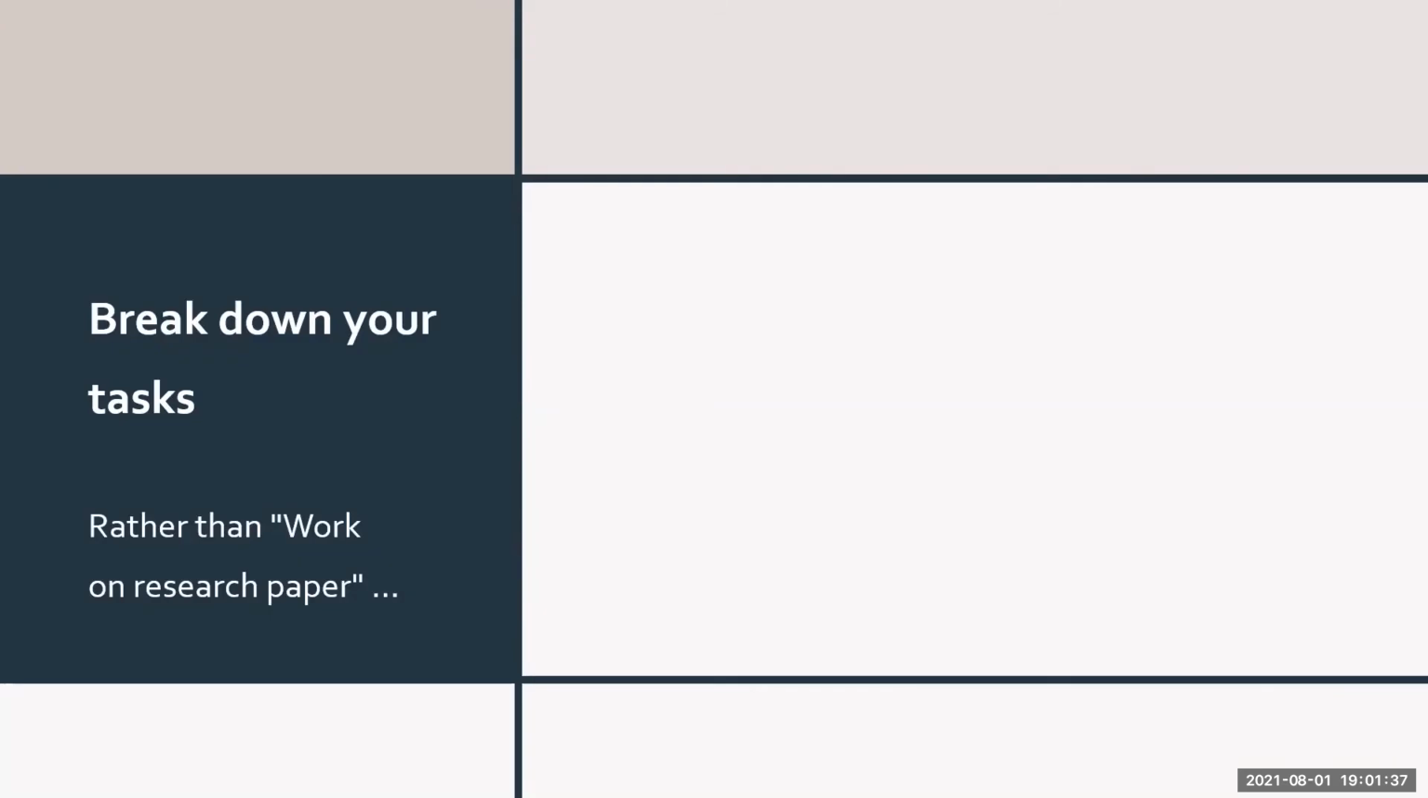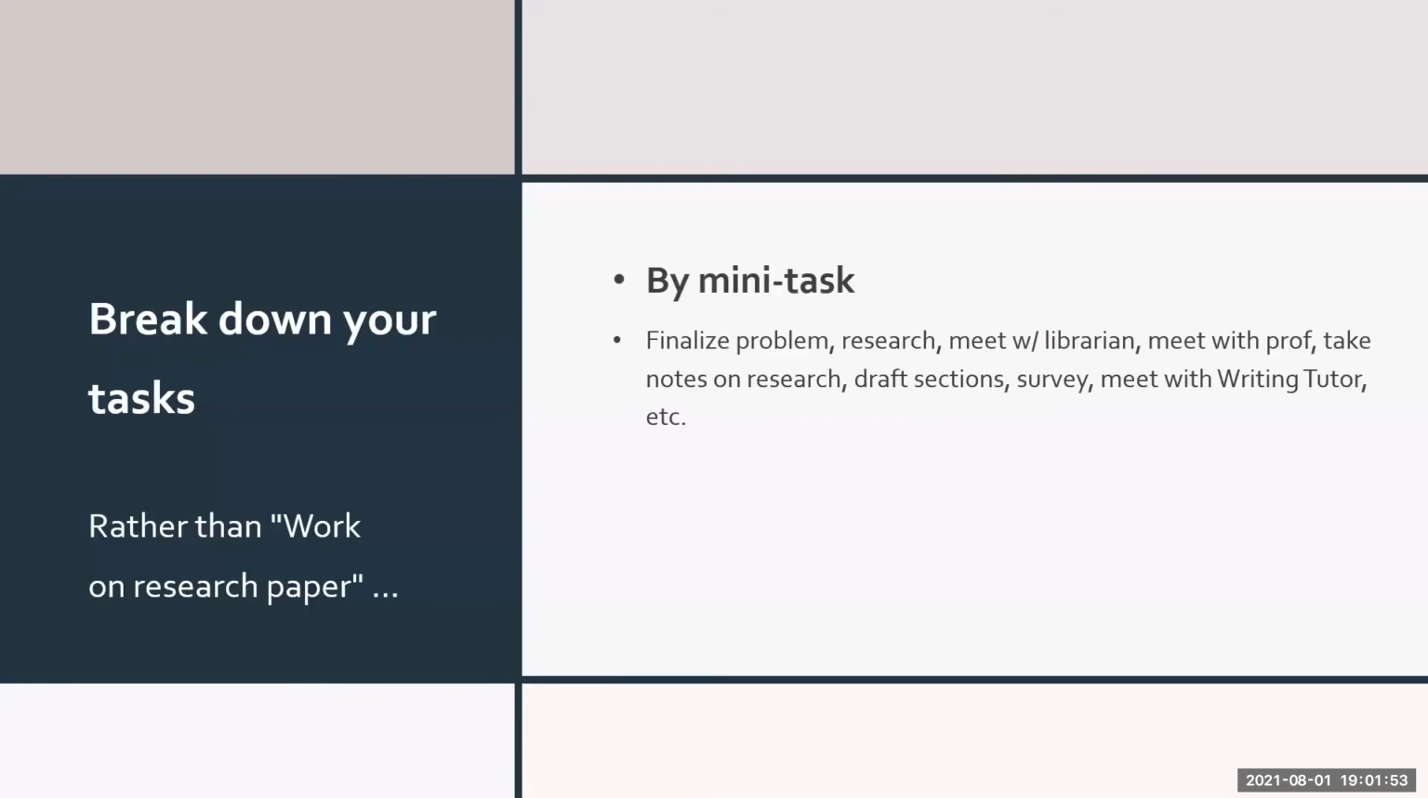One strategy is to break down your tasks. Rather than writing "work on research paper" in your to-do list or in your planner, you can break it down into smaller pieces. There's a few different ways that you can do that. One example is by mini task. That can include something like finalizing the problem, doing the research, meeting with the librarian, meeting with your professor, taking notes, drafting, meeting with a writing tutor, etc. Make sure that the mini tasks that you have are appropriate to your particular assignment.